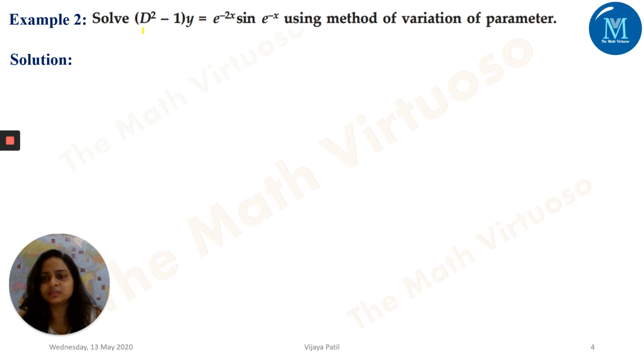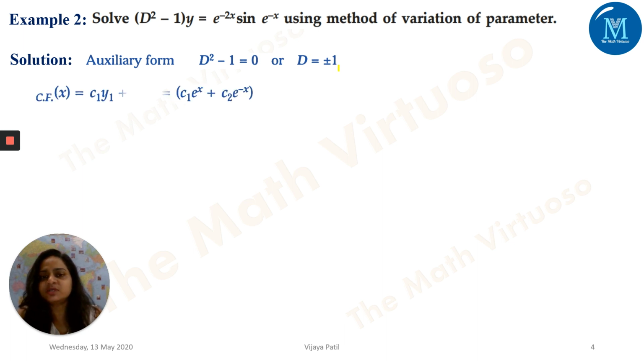So again, the auxiliary equation is D square minus 1, and the roots are D equals plus or minus 1. If the roots are 2, I'm going to get 2 constants, so c1, c2 will come into the picture. So I have got y1 and y2, and therefore this is c1 e to the power x plus c2 e to the power minus x. This is just by using how to write down the CF from the auxiliary equation. After that, u1 y1, u2 y2.